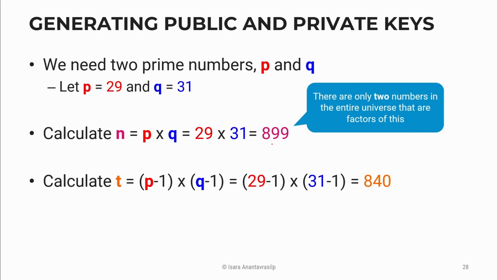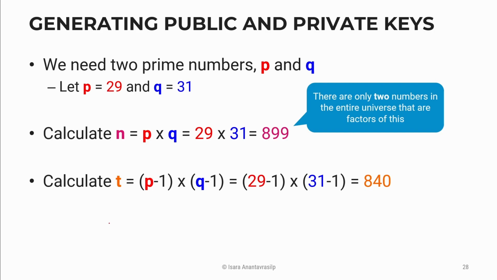But note that 899 is the multiplication of two prime numbers. Therefore, there are only two numbers in the entire universe that are the factors of 899, which are 29 and 31.